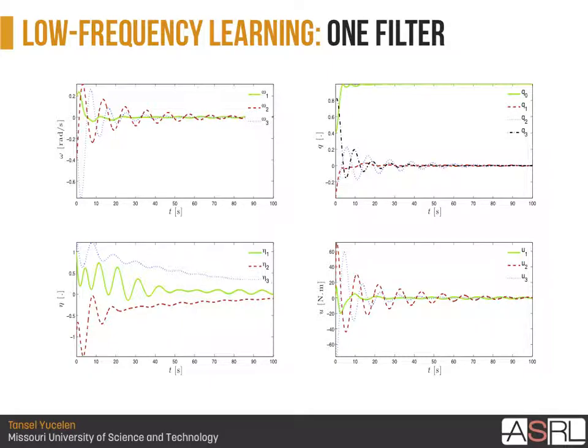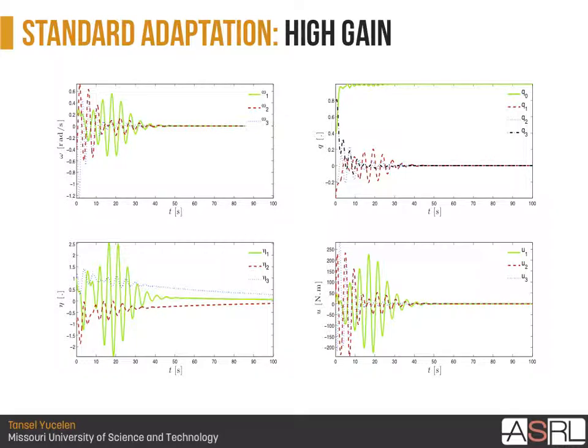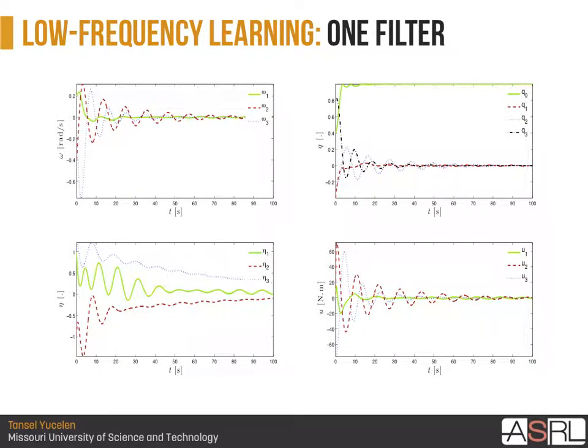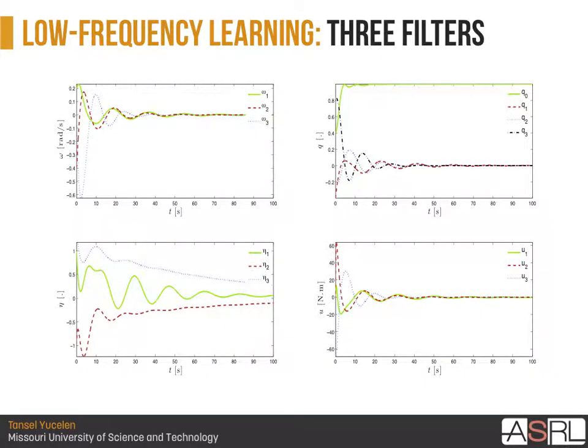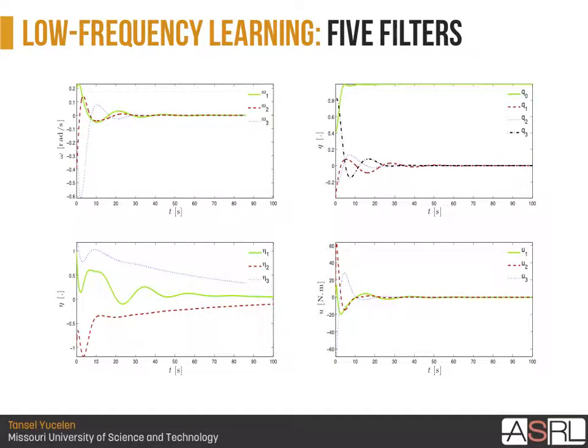So here is what's going on. This is one filter. We achieve stabilization. I mean, we have less oscillatory control signals as compared to the previous slide, but we can still make improvements. This is one filter. If we use two filters, we achieve this. Three filters, four filters, five filters, and six filters.